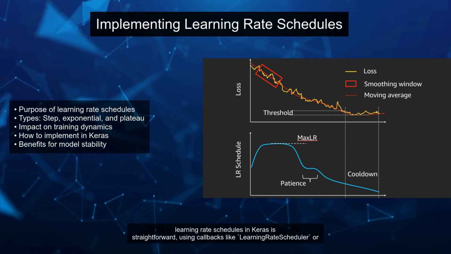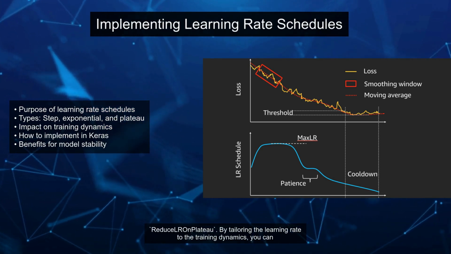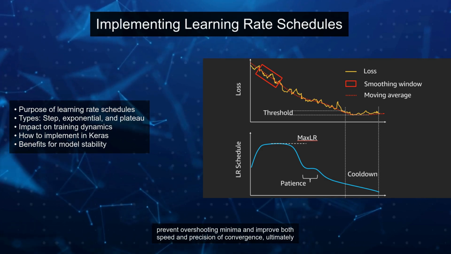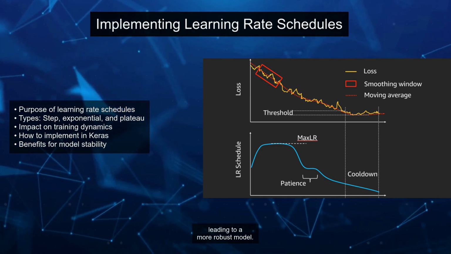Implementing learning rate schedules in Keras is straightforward, using callbacks like LearningRateScheduler or ReduceLROnPlateau. By tailoring the learning rate to the training dynamics, you can prevent overshooting minima and improve both speed and precision of convergence, ultimately leading to a more robust model.